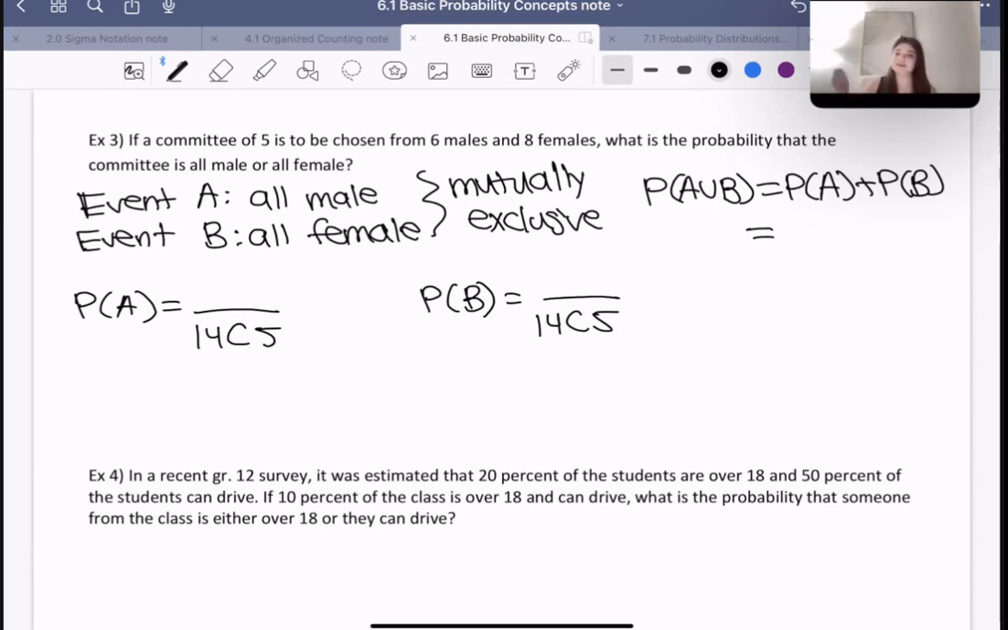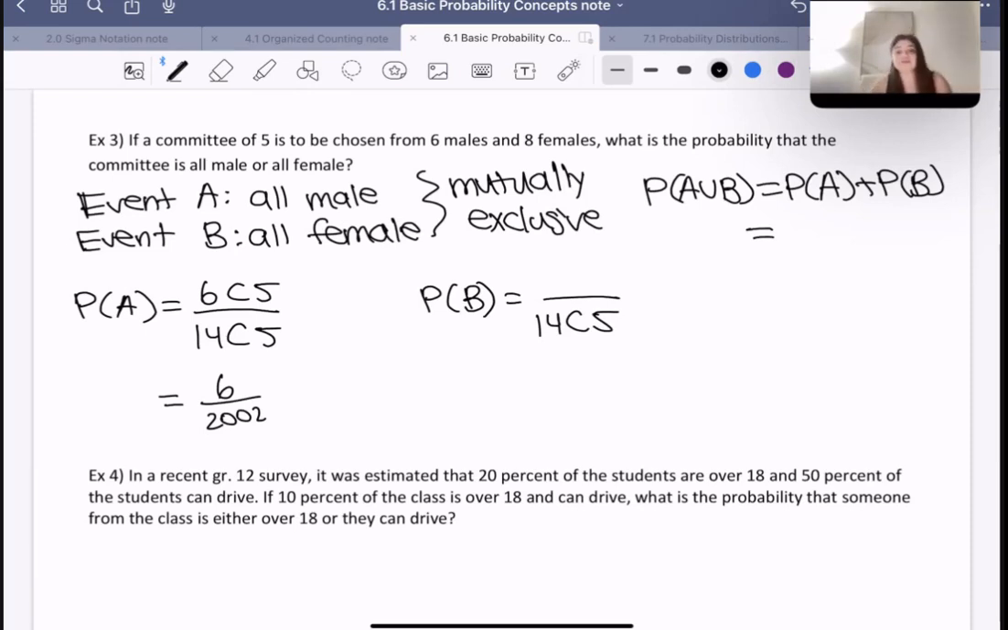Well, there's 6 males, and we need to choose 5 of them, right? So that means that there are 6 ways. If we plug this in our calculator, there are 6 different ways that we could choose an all male team over the 2002 ways we could choose any team. So it's very unlikely that if we randomly choose, it's going to be an all male team.